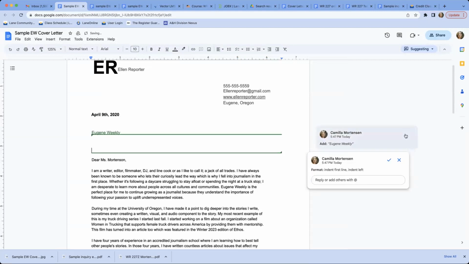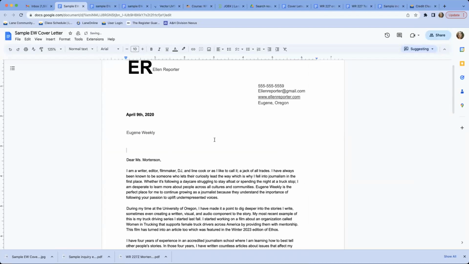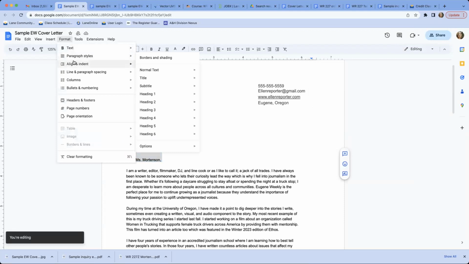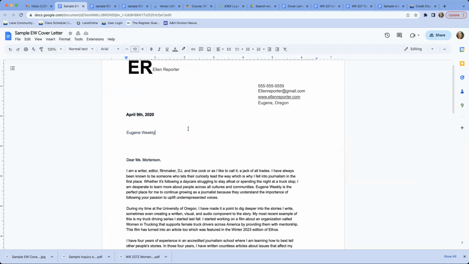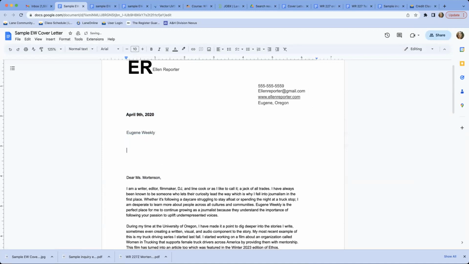Oh, look, someone's got it set for very large spacing. I am using the original one, so I'm going to take off suggest mode because it's annoying. I'm going to select this, and up here under format, under align and indent, nope, lines and paragraph spacing, I'm going to go to single spacing to see if I can get rid of whatever weirdness is happening there. Might have to work on that one.